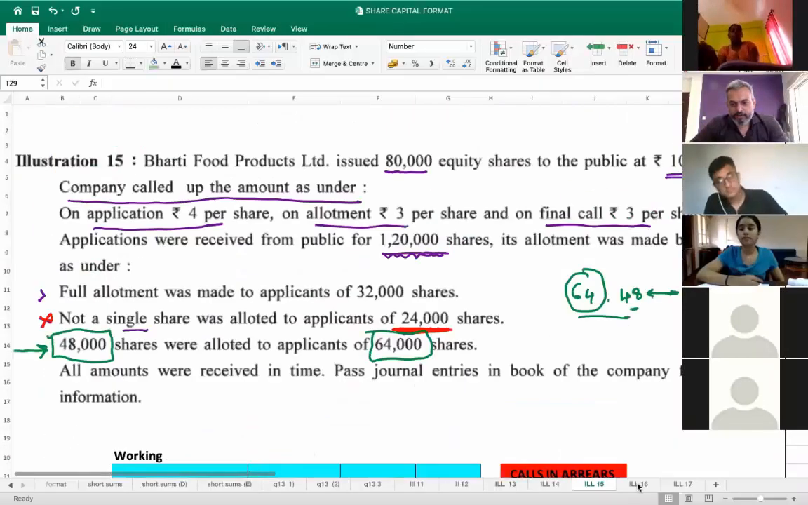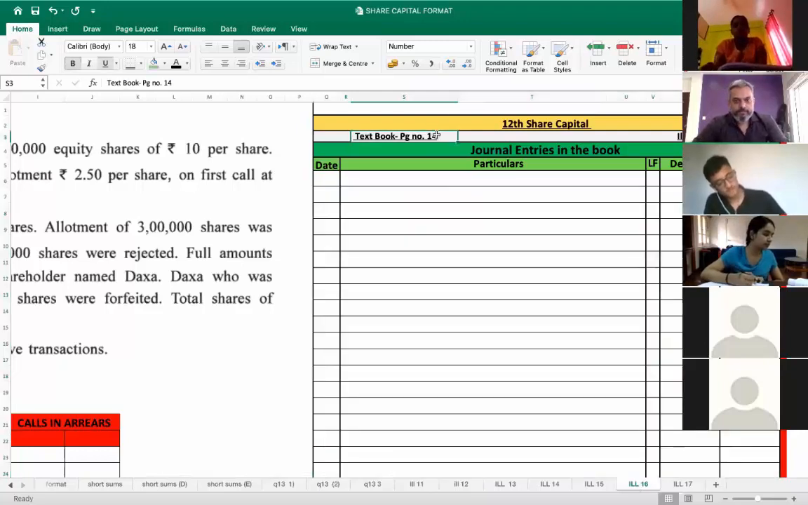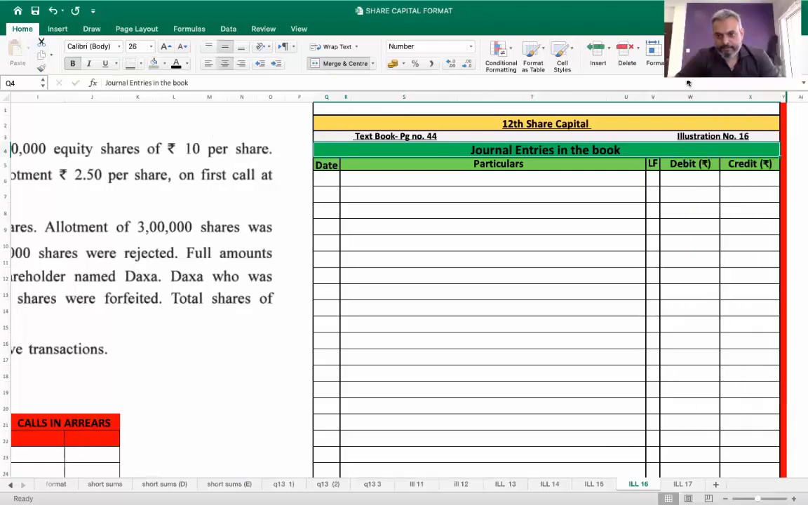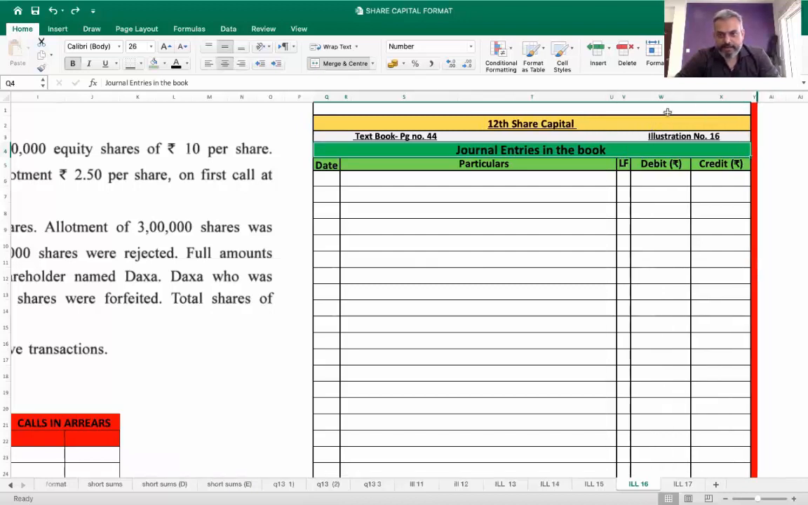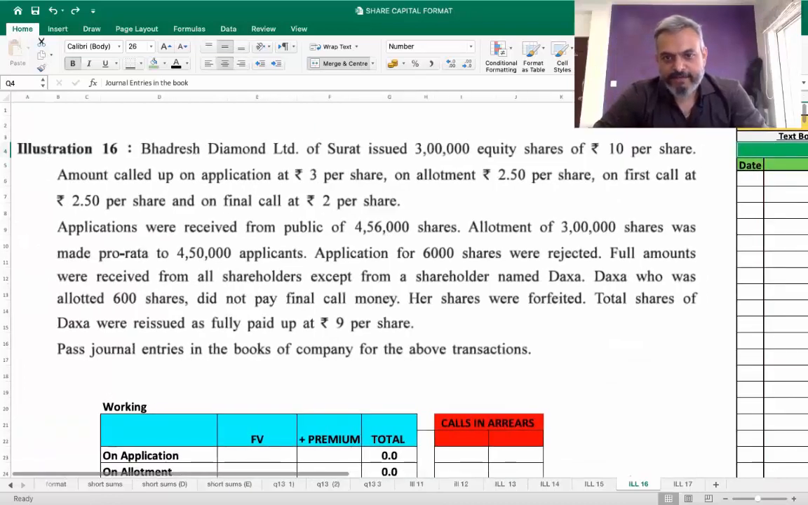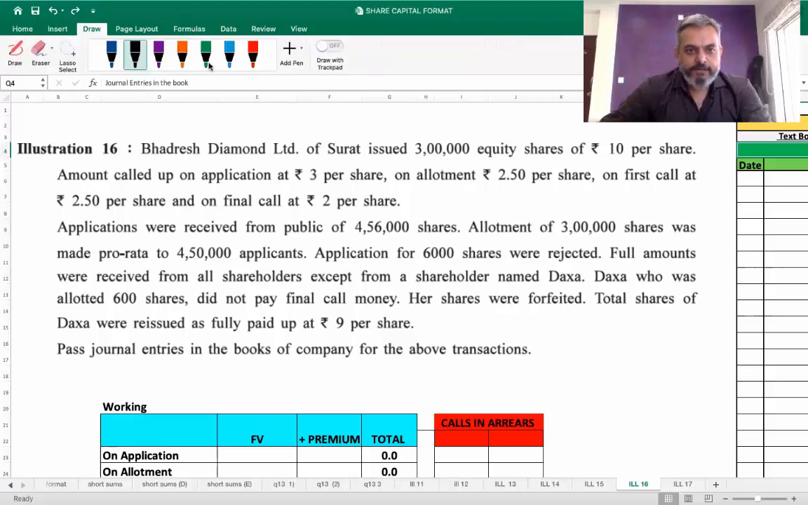Okay, so now let's go to illustration number 16, page number 44. Let's see the sum. It's a very nice sum. It contains all the concept of pro rata allotment. At the same time, it contains concepts of forfeiture and reissue as well. It's a comprehensive sum. Now, Bhadresh Diamond Limited of Surat issued 3 lakh equity shares of 10 each.